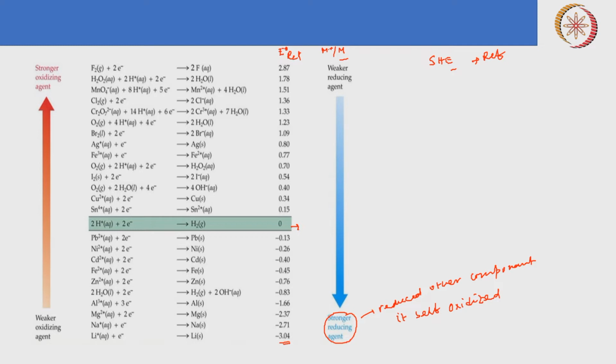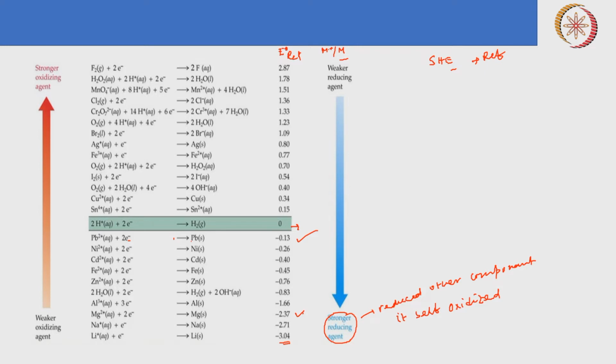So that is the thing. If you take two components from this series, and each one's potential is, suppose, lead, you have taken lead, and the other one you have taken, suppose, magnesium. Here you can see that magnesium is a stronger reducing agent. That means it can reduce lead 2+ to lead.